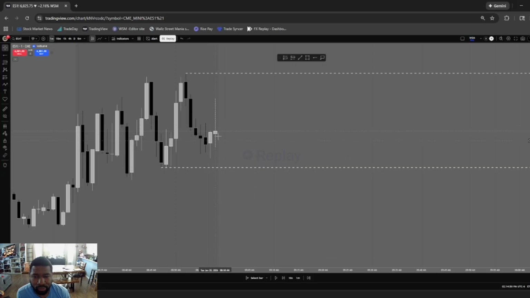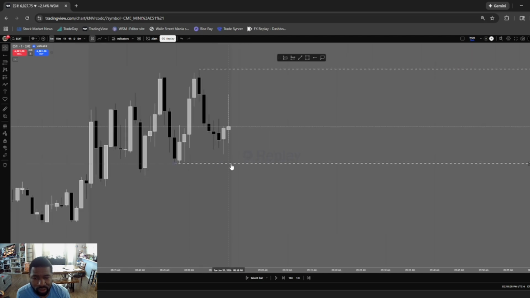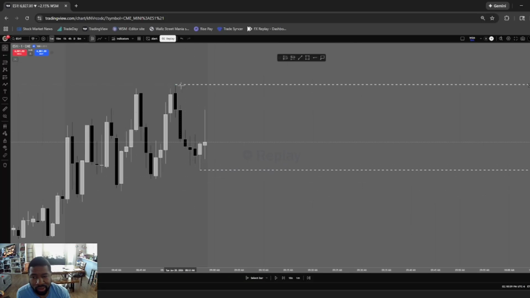Okay. Here we go. So price went down and then it went back up. The lowest of the two, this right here, is your newest swing low. This is still your current swing high. And this is how the market works each and every time.